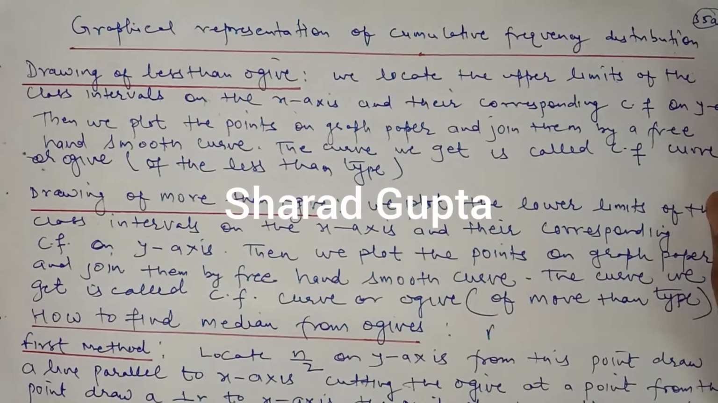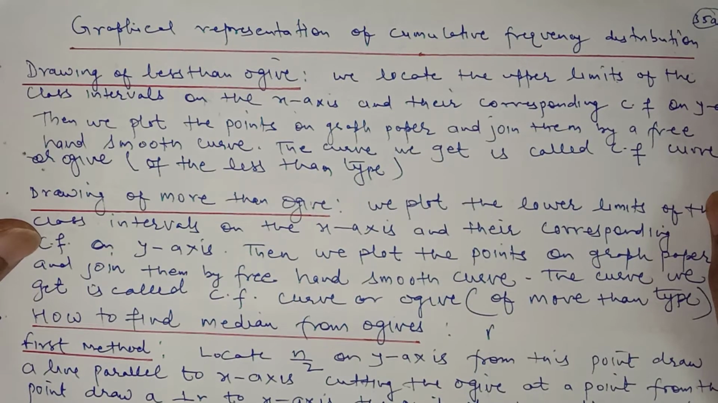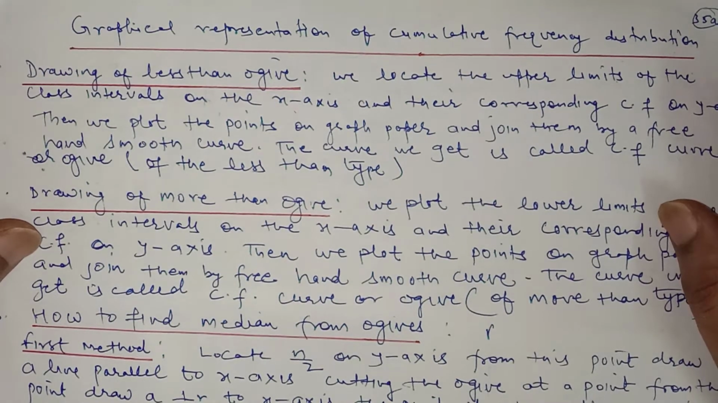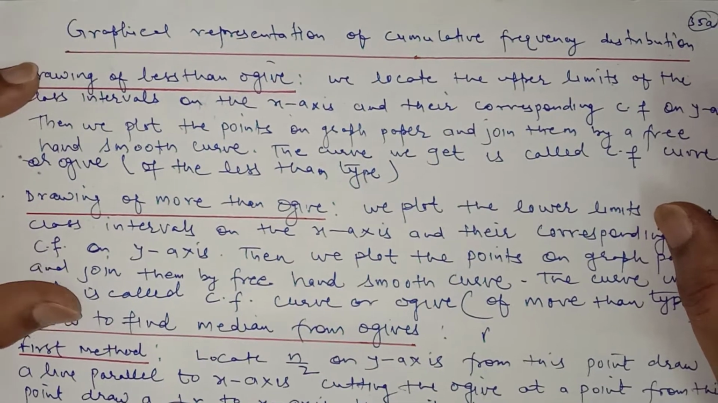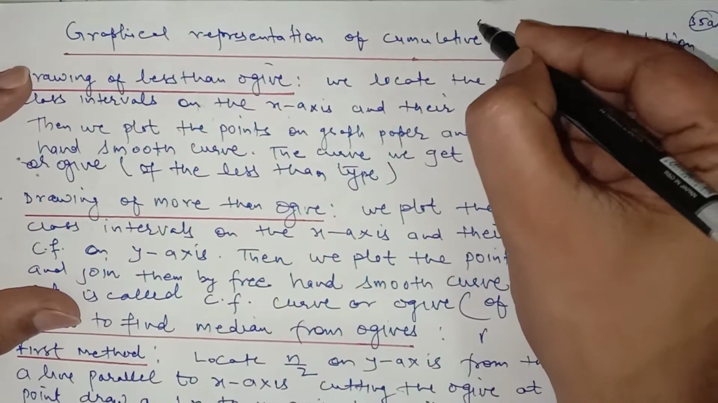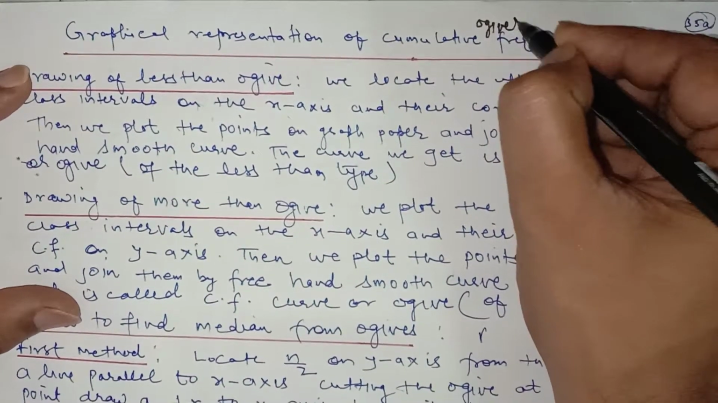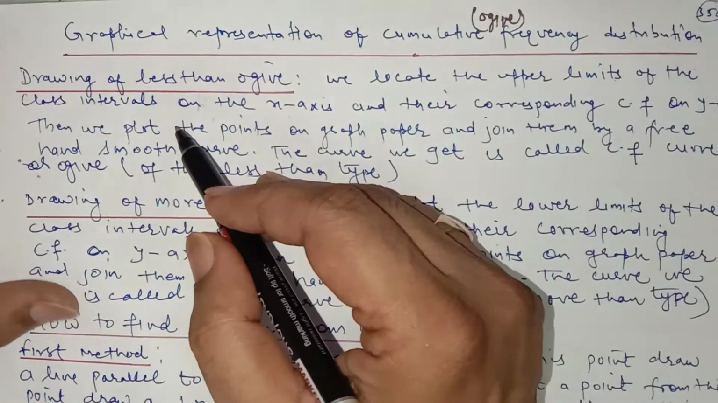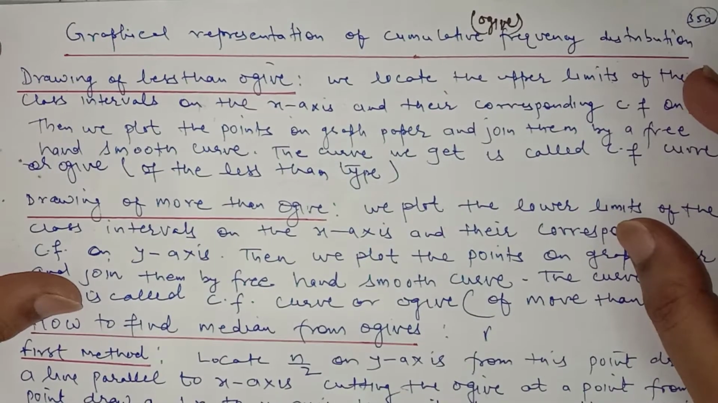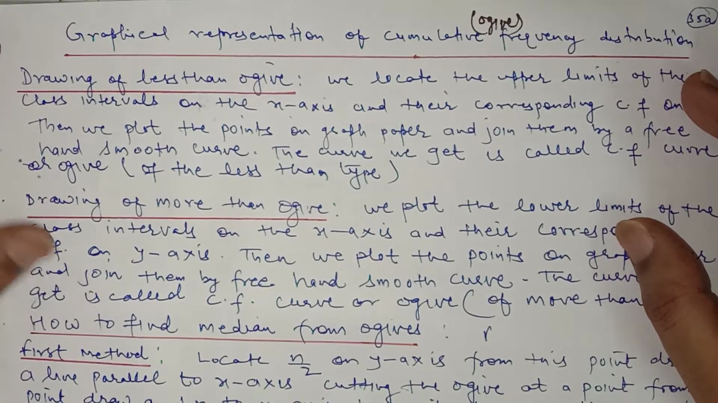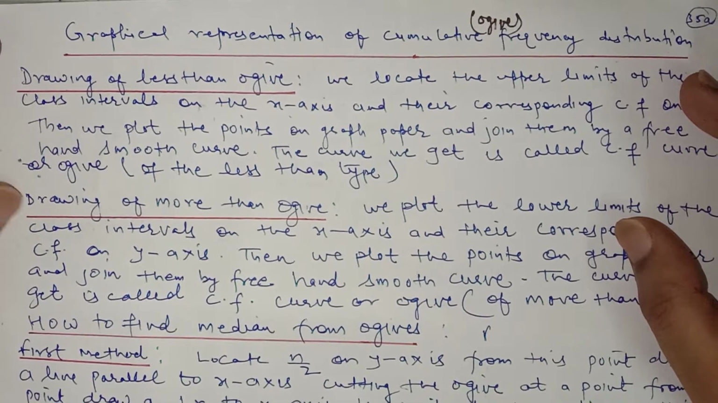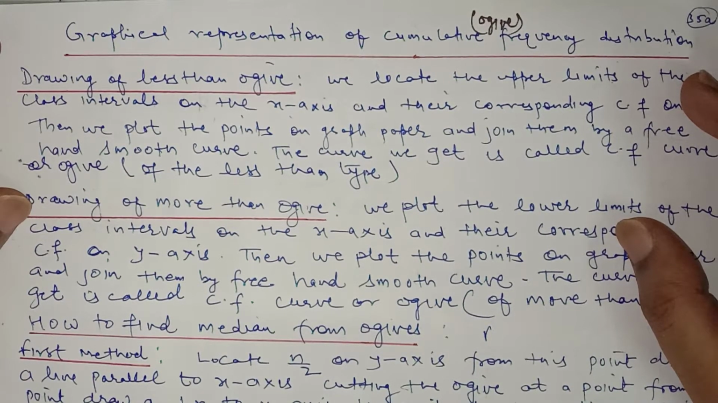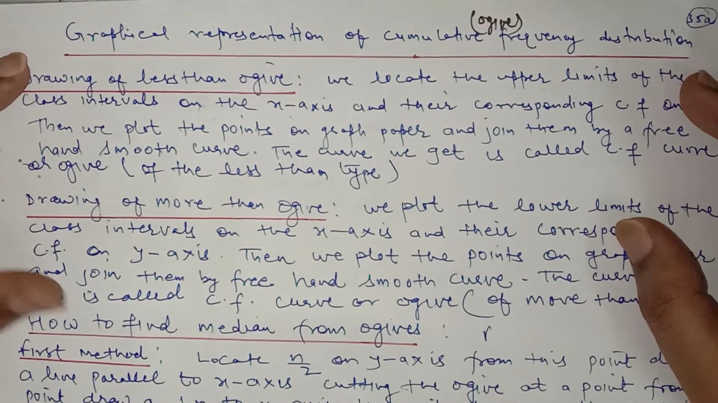Lecture number 6 for the chapter Statistics for class 10th, and in this lecture we'll discuss how to draw the cumulative frequency curve or ogive. Now, we can draw the ogive in three ways. First of all, less than ogive, then more than ogive, and the combined ogive, that is combining both the curves on the same graph paper.